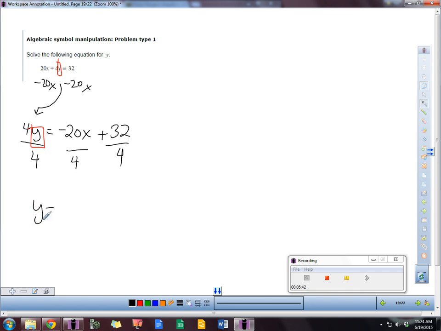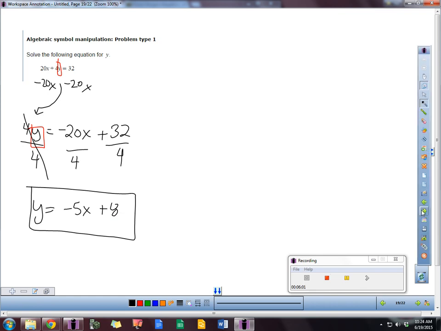Now be careful here. I need to divide it by every single thing. And this type of problem here on the left side, again, the 4's cancel. We can actually do some reducing. So it's negative 20 over 4, or negative 5 if I just divide it, and 32 over 4, or 8. So y equals negative 5x plus 8.